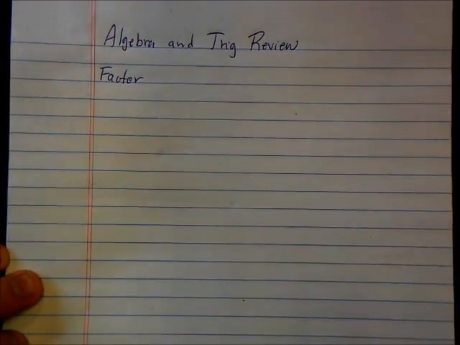Algebra and trig review. All right, what kind of algebra do you need to be able to do for calculus? Any guesses? What kind of things do you need to be able to do? Factoring is an important one. All right, so let's start with factoring. We'll start with an easy one.